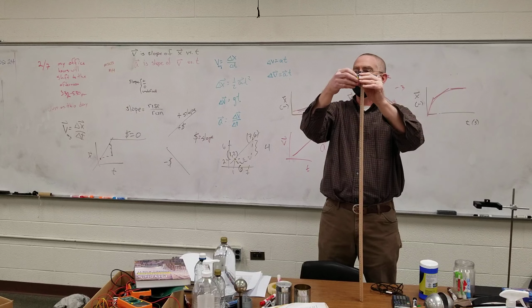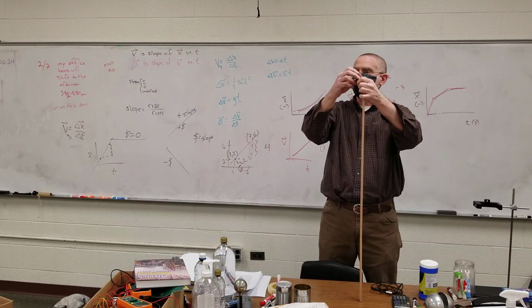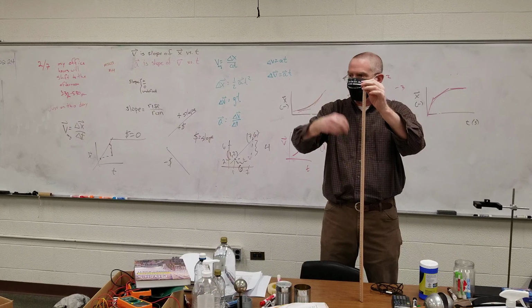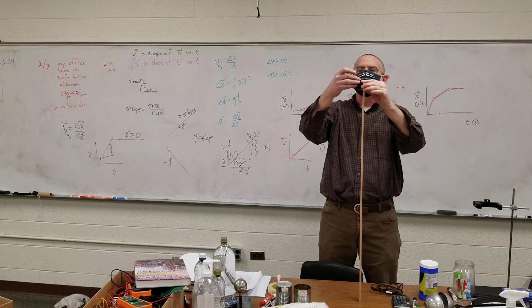I'm assuming that they're timing. So I'm going to drop it 1 meter. I'm going to go 3, 2, 1, drop. When I say drop, I'm going to let go. So presumably you're going to start at that time, and then you stop it when it hits. All right. 3, 2, 1, go.